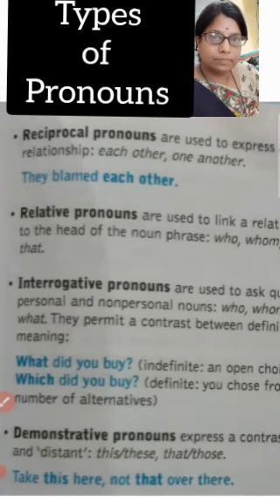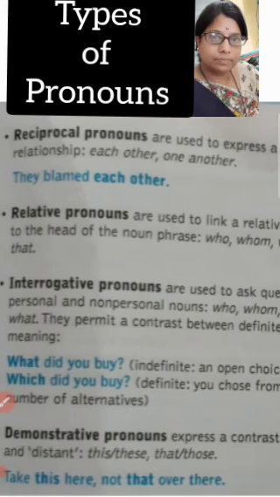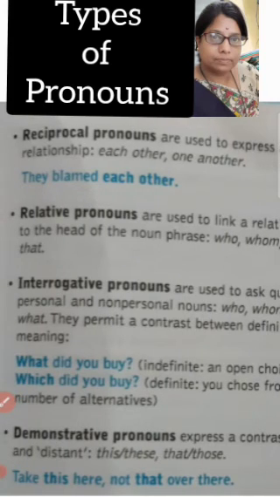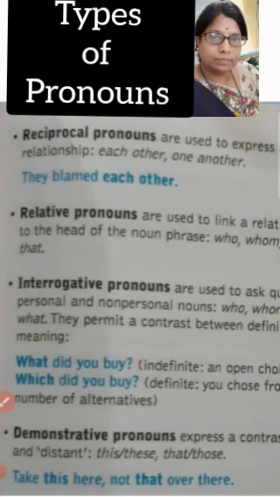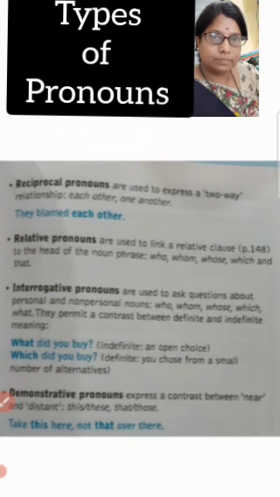Then we have here the last type, which is known as the demonstrative pronouns. They express a contrast between near and distant. Here, there, this, that, these, those. So they indicate the contrast between here and there, near and distant: this and that, these, those, etc. So they are known as the demonstrative pronouns.